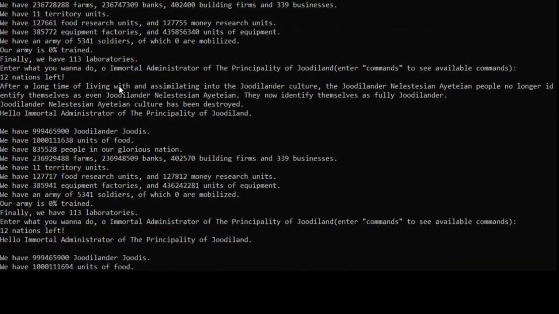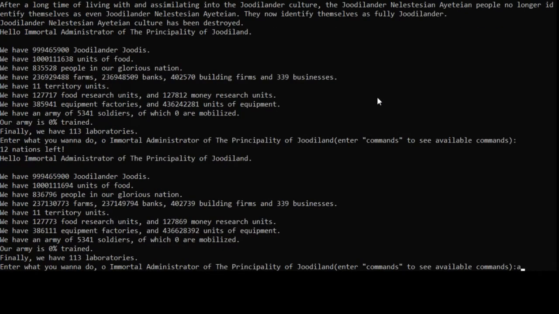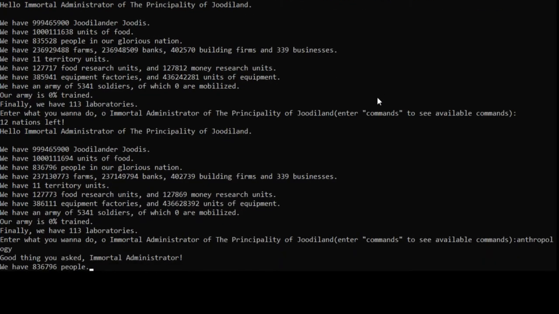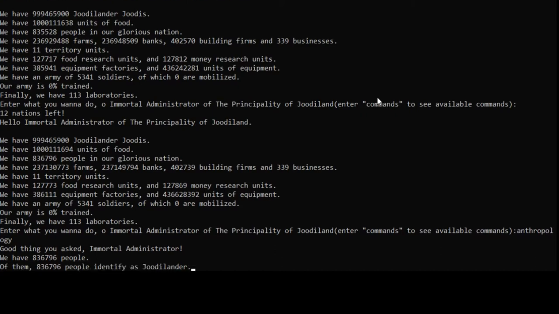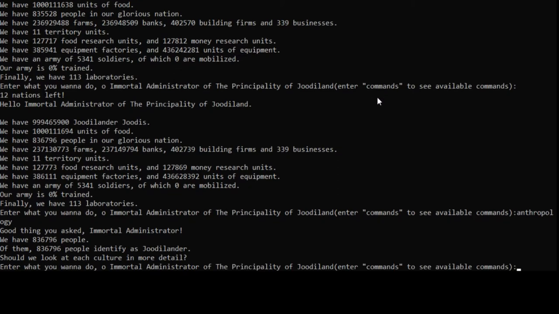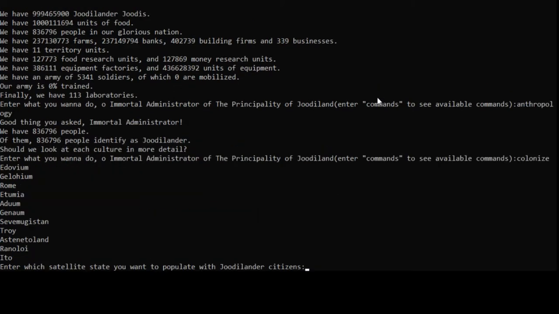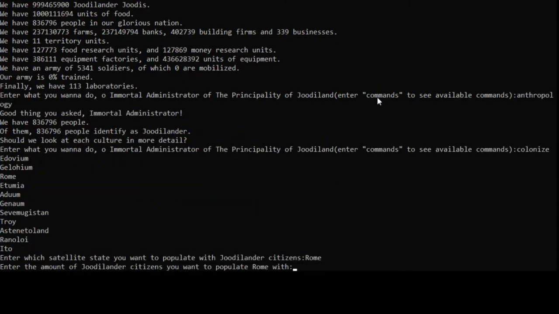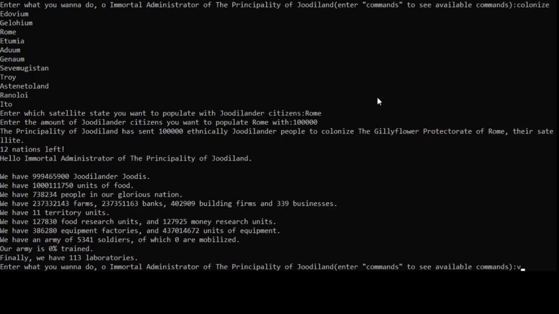After a long time of living with and assimilating into the Joodilander culture, the Joodilander and Nelestesian Ayatayan people no longer identify themselves as even Joodilander and Nelestesian Ayatayan. They now identify themselves as fully Joodilander. And that means... So we are now united. There are 836,796 pure Joodilanders. So now it is time to set our sights on Rome and populate them with 100,000 Joodilanders.